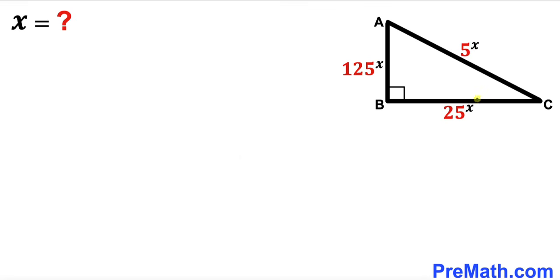Welcome to PreMath. In this video, we have this right triangle ABC, as you can see in this diagram, such that its hypotenuse AC is 5^x, and its other two legs are 25^x and 125^x respectively. And now our task is to solve this triangle for the x value.